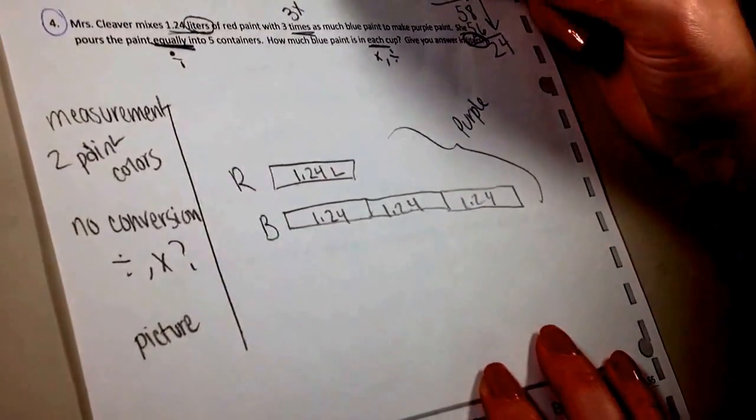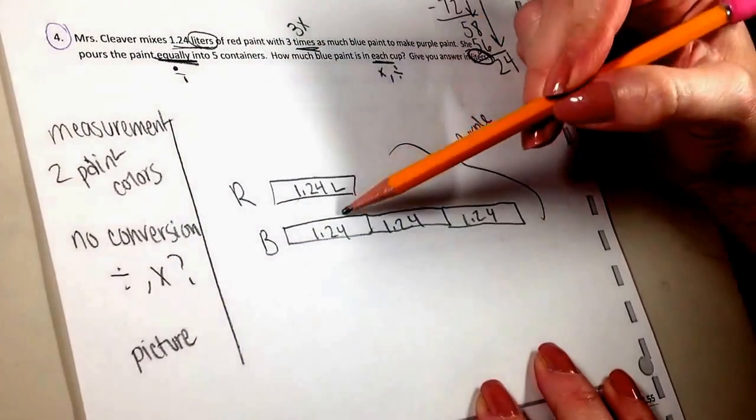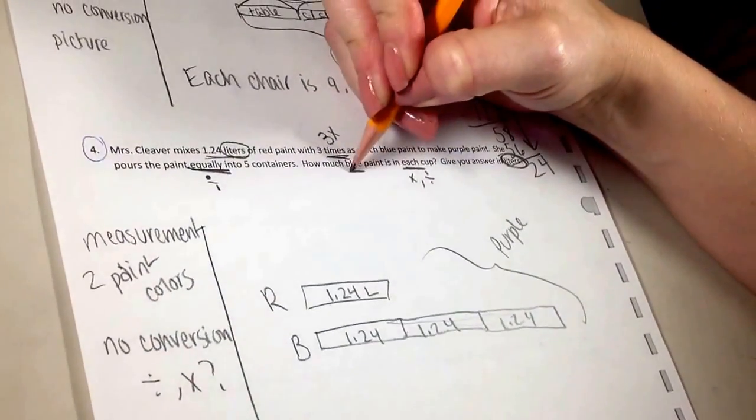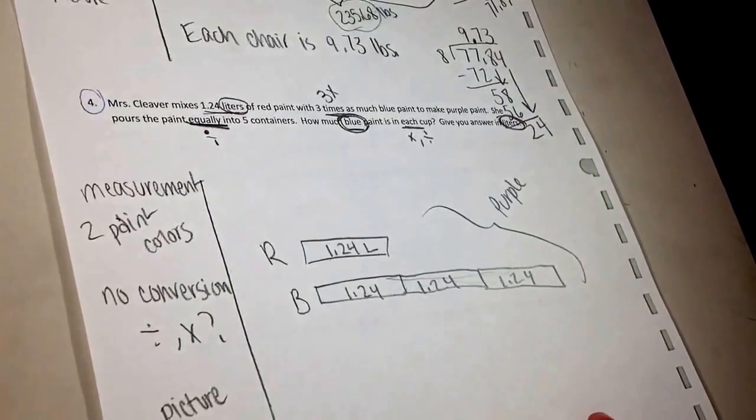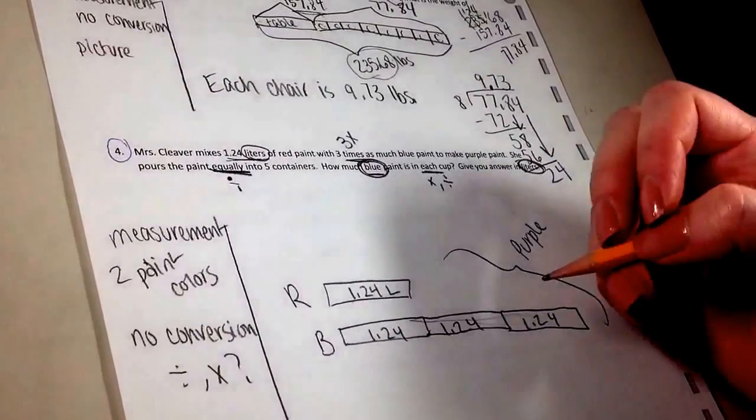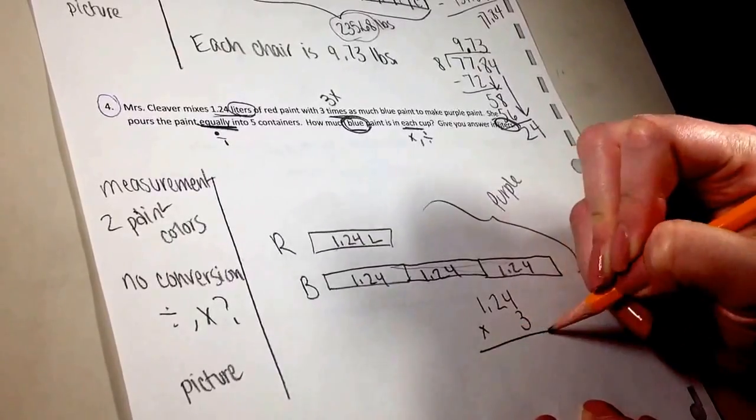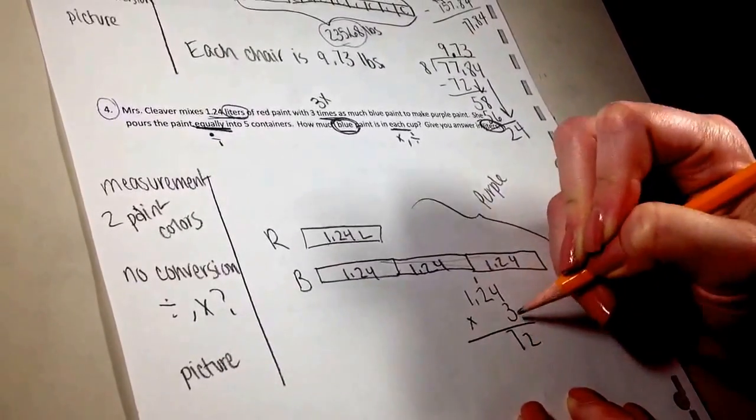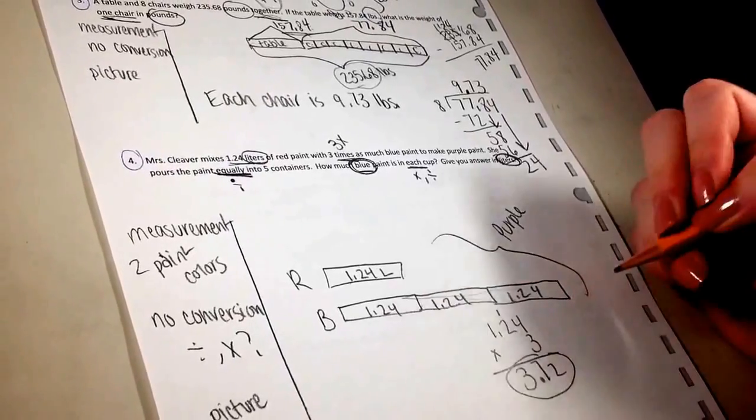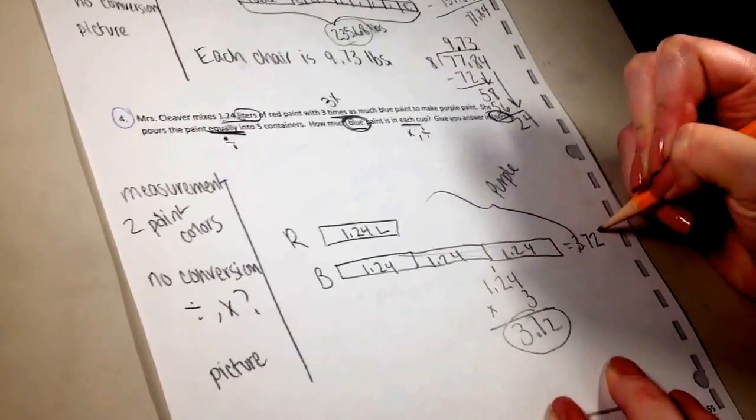Now, she's splitting them into 5 containers. Let's figure out how much blue paint she used total, because they're not asking me about the red in the answer, they're asking me about the blue. So I want to know how much blue paint she used total. So I'm going to multiply that by 3 because I know it was 3 times. So my answer is, for how much blue paint, there's a total of 3.72 liters.